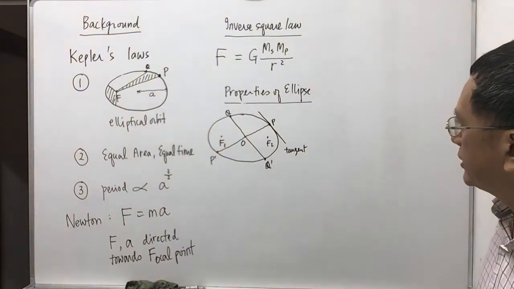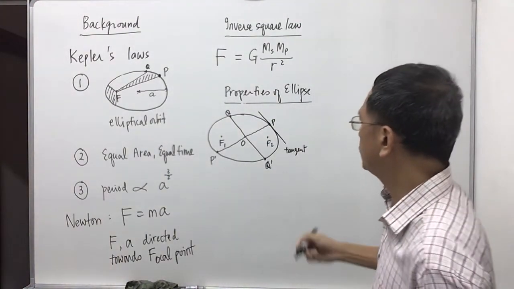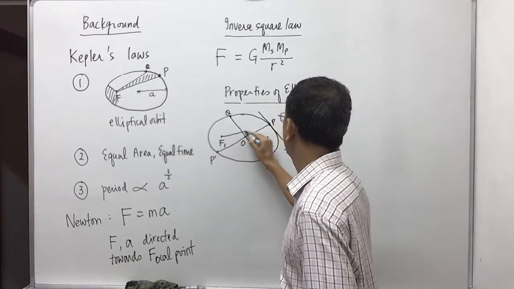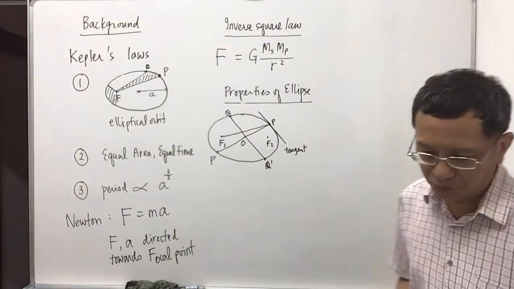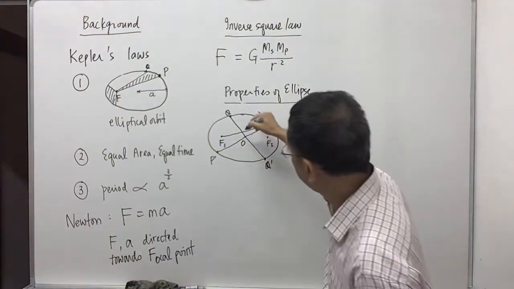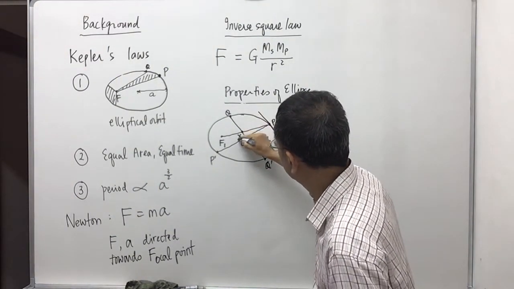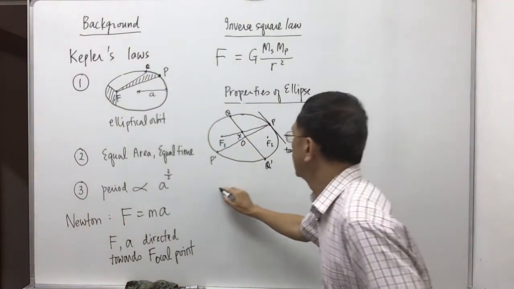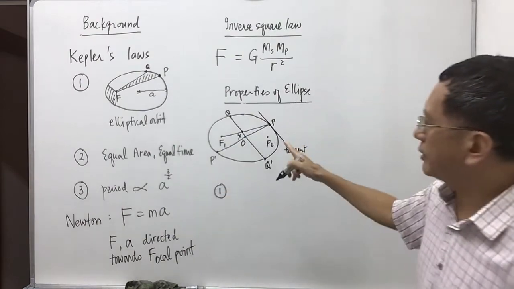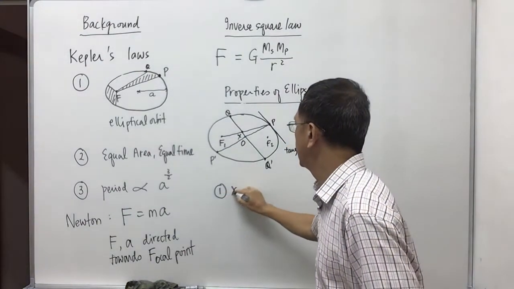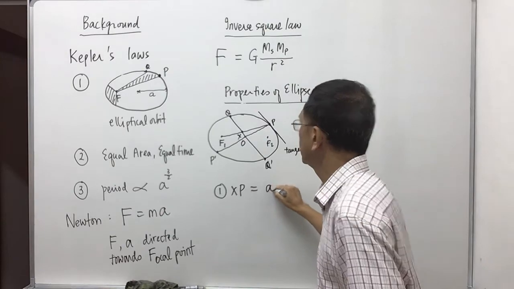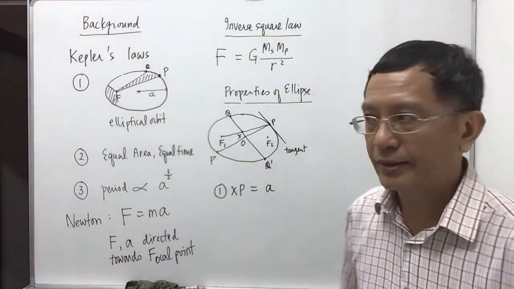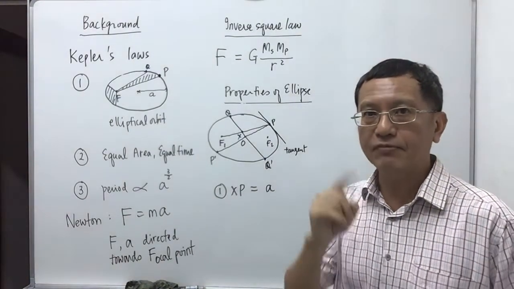Now, first, if you join a line from F1 to P, alright, join from F1 to P, and let's call this point of intersection between F1 and OQ X. The length X to P is equals to, remember our A, semi-major axis, is equals to A. Alright, this is the first property.